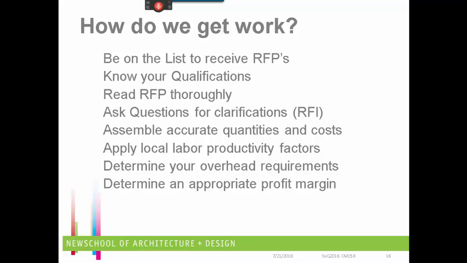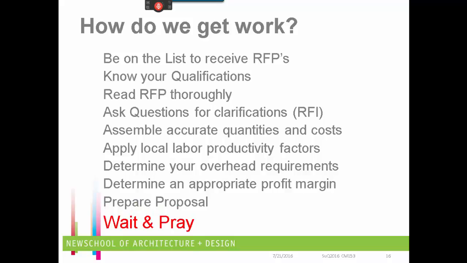Once you've determined your appropriate profit margin for this project, then you need to prepare your proposal. You need to make sure that your proposal answers all of the questions that are asked for in the RFP. You need to make sure that your proposal addresses any addenda that have come out and also addresses any RFI responses that have been distributed by the architect. And then the final step is you wait and pray. Because everybody who submits their bid, there's going to be a bid opening where everyone will all of a sudden find out how they did.